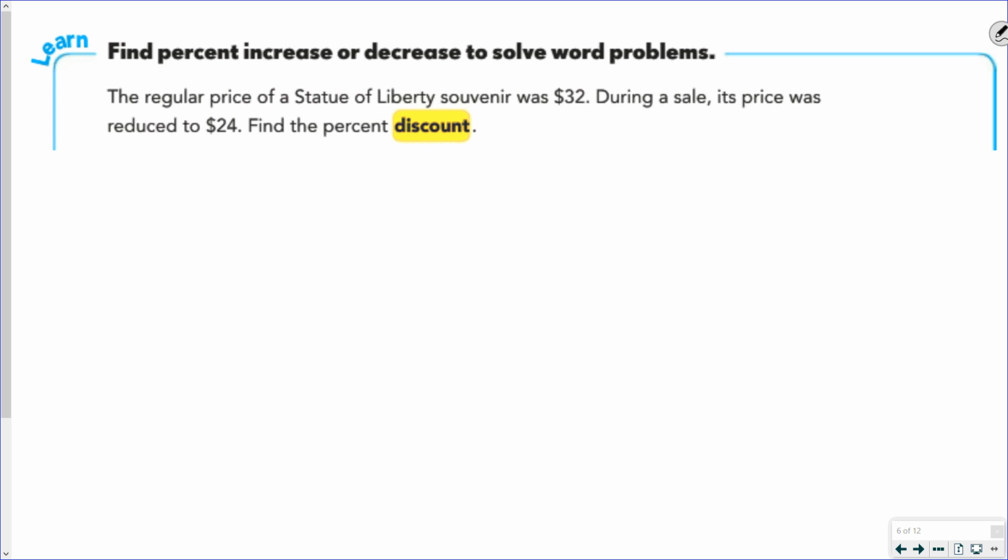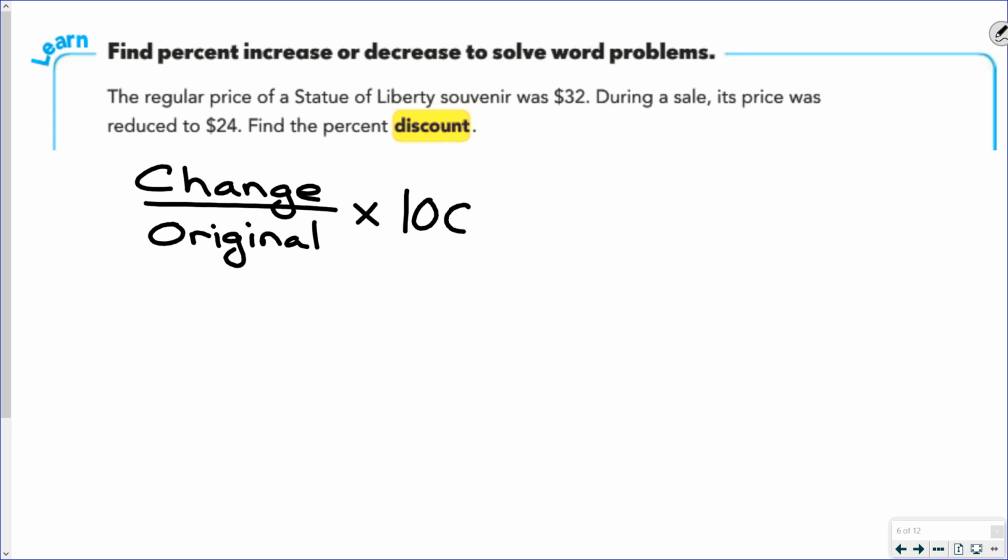So we can find percent increase or decrease by taking the change over the original. And since that will end up being a fraction, we go from fraction to percent by multiplying by 100. So the first thing we need to calculate is the change in price, and we can do that by taking $32 minus $24, which would leave us with $8. So the change is 8.